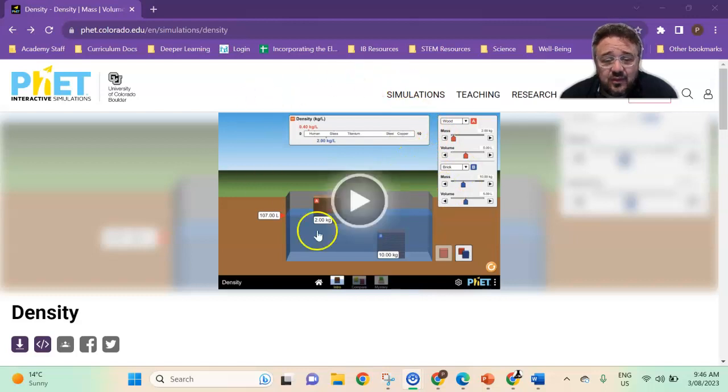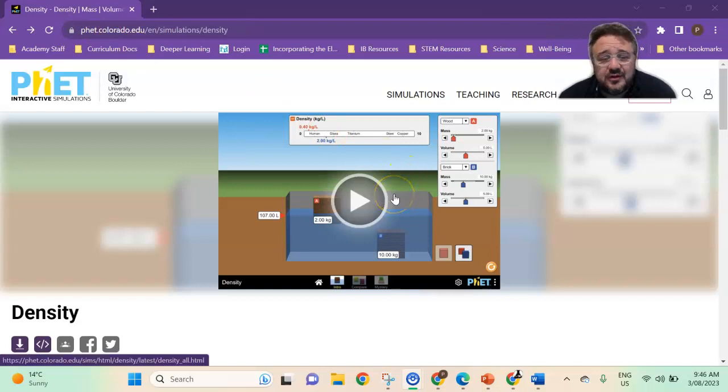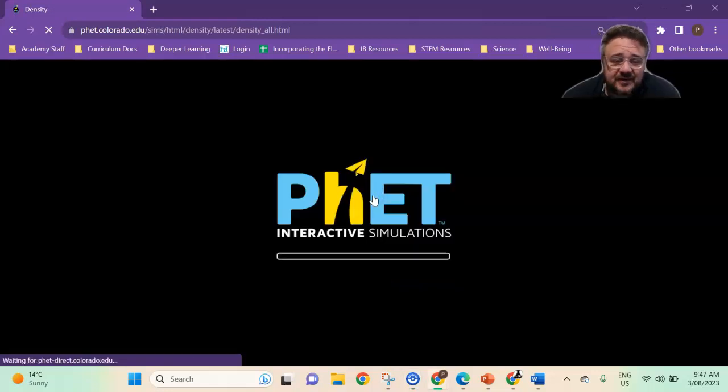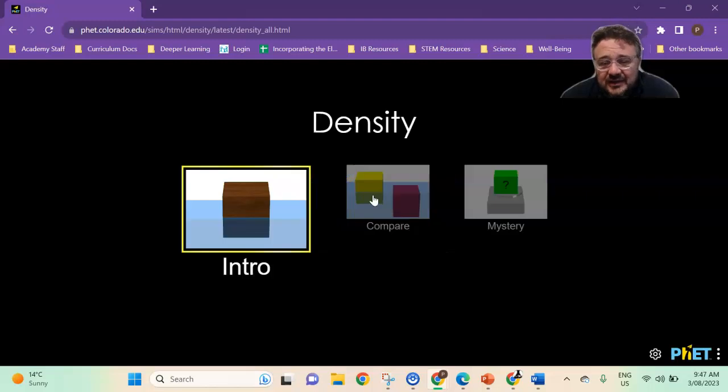This is what your screen will look like when you follow this link here, which will be below or down there, or in an email if you're actually in my class. So let's have a look. We press on this button right here, which gets us running. It opens up like this, and then there are going to be several options. We have intro, compare, or mystery. We are going to ignore mystery altogether.